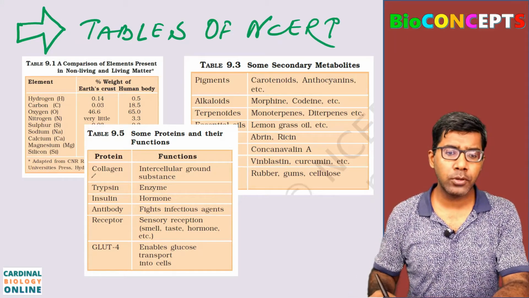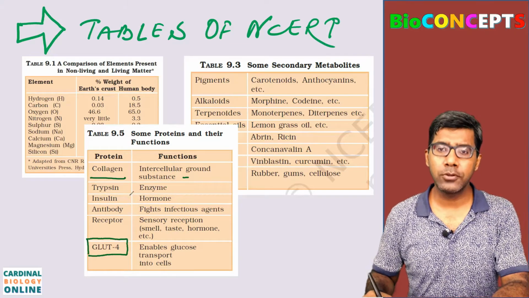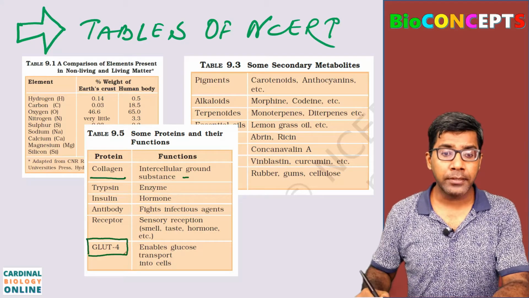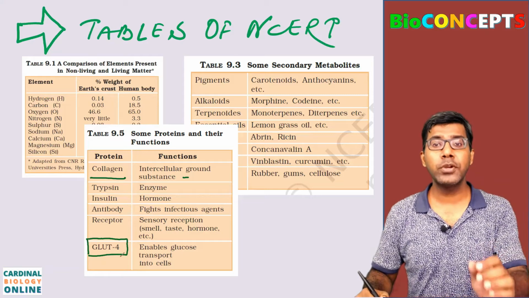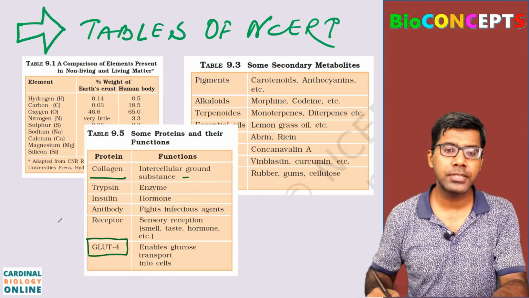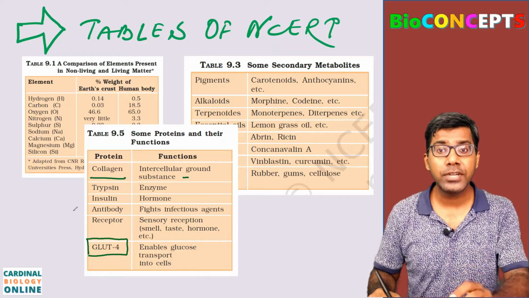Like this collagen, intercellular ground substance, trypsin, like say for example this one, GLUT4. Do you know this GLUT4 has already appeared a few times in the exam, and this GLUT4 is not going to be present anywhere in the NCERT textbook except this Table 9.5 in the chapter Biomolecules of class 11. So that is the issue.